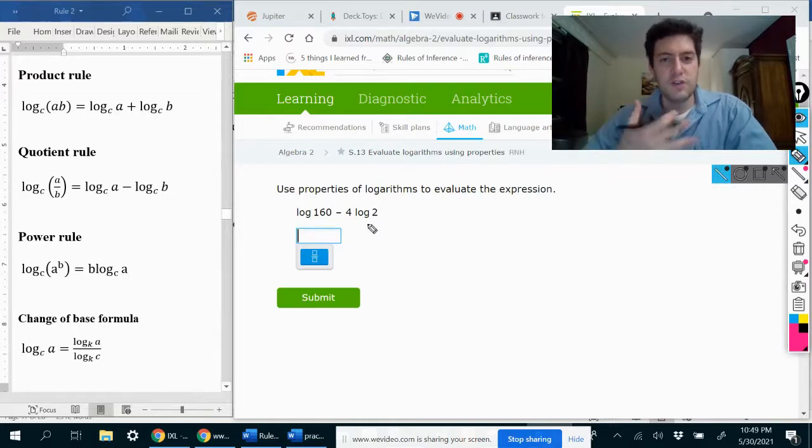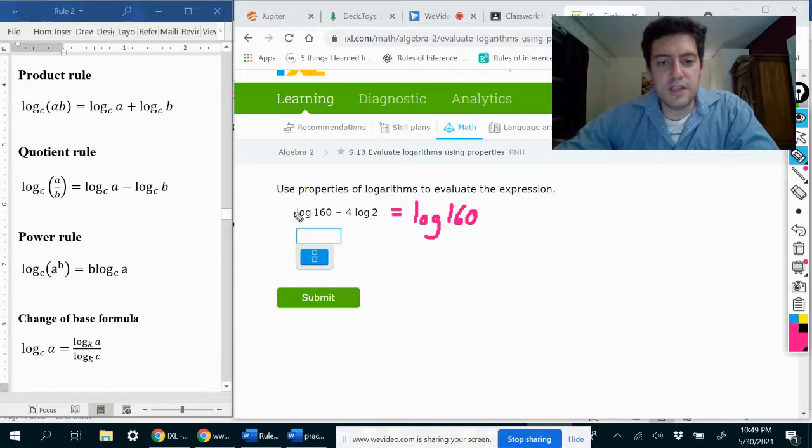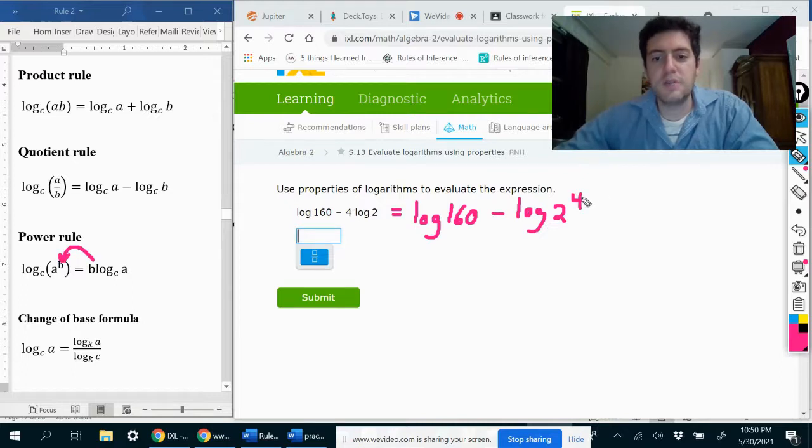How do I know that we're going to have to use the power rule over here? Because I see a coefficient over here in front of the log, which we have not seen before. But that's really no problem. It's not that hard. So if we have some number b times the log of a, then that's the same as the log of a to the power of b. So this whole thing is the same as log of 160, minus, now let's use the power rule, and let's rewrite this as the log of 2 to the 4th power, right? So we're just taking this coefficient and using that as an exponent, okay? So that coefficient is now turned into an exponent over here.